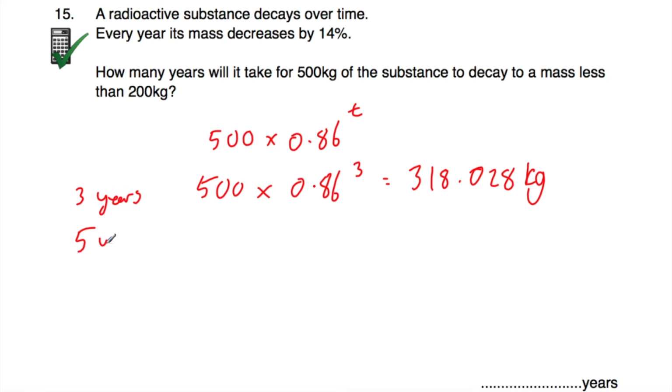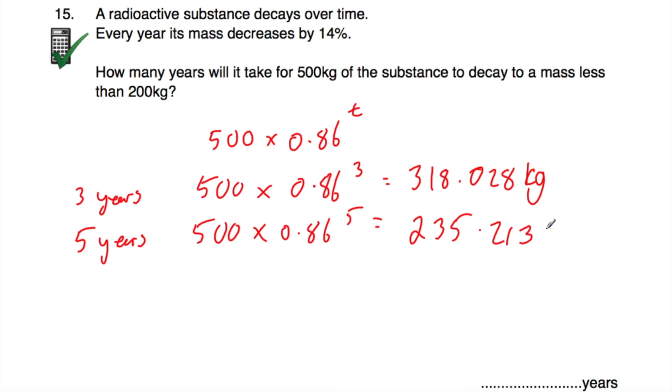So I'm going to try 5 years now. So 500 multiplied by 0.86 to the power of 5. And let's see what we get. So I'm just changing the power on my calculator from 3 to 5. And that's equal to 235.213508 kilograms. So again, that's greater than 200 kilograms. So now let's try 6 years and see what we get.